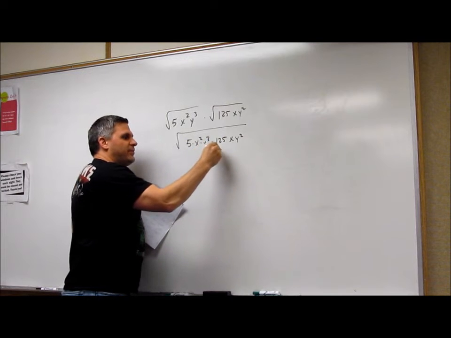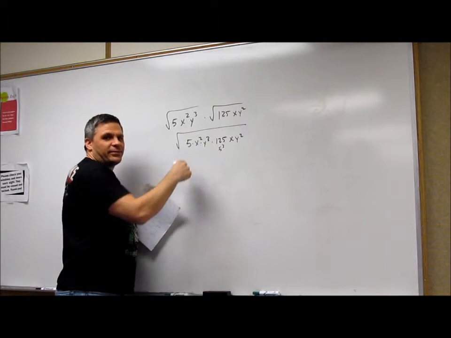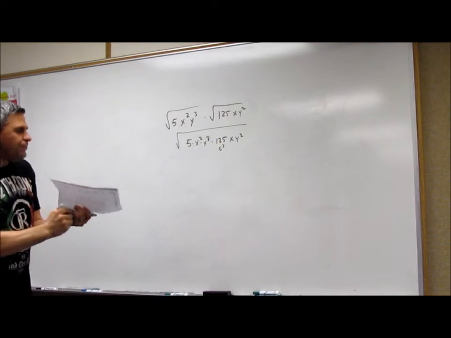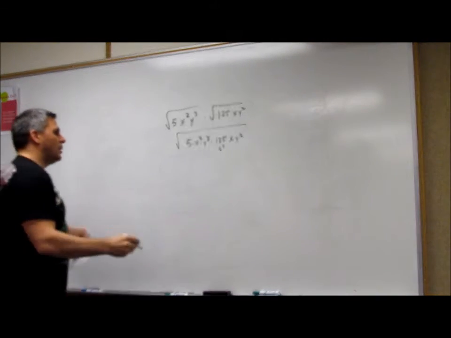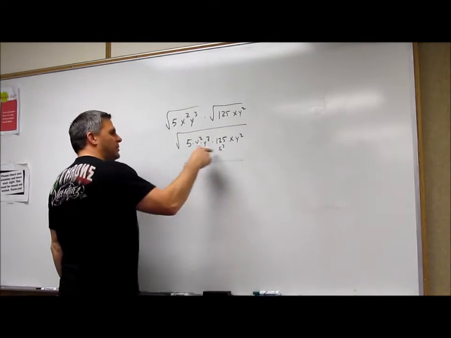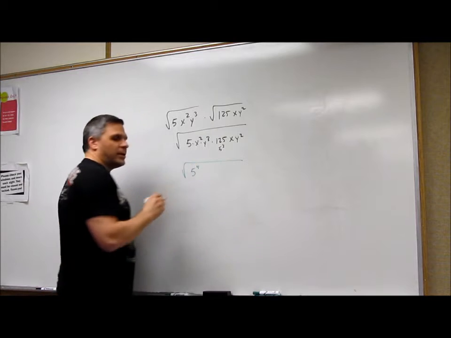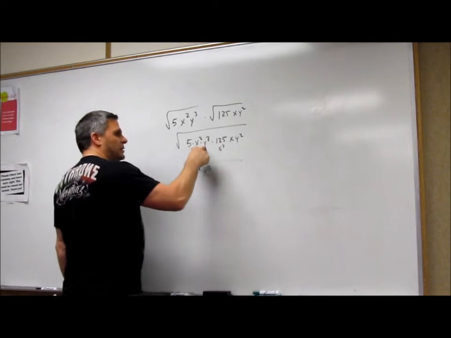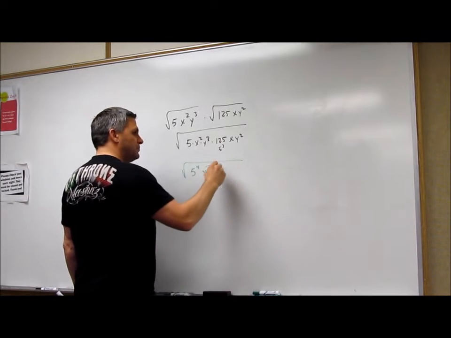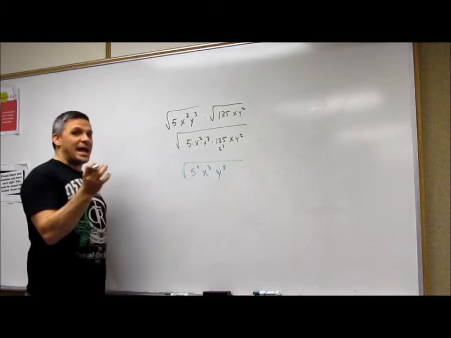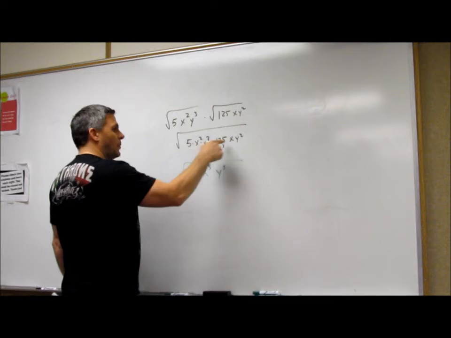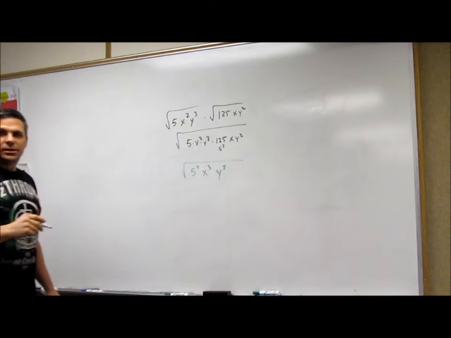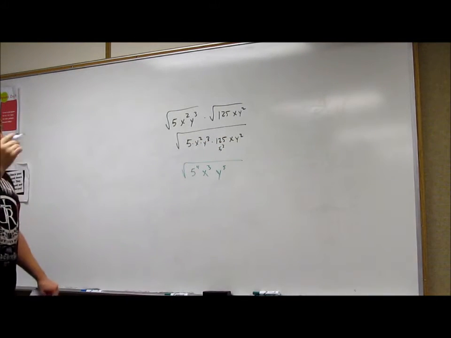So if this was 5 cubed and this is 5, then I really have the square root of 5 to the 4th times x to the 3rd times y to the 5th, because they add. Okay? Good? Alright, and then I start pulling out.